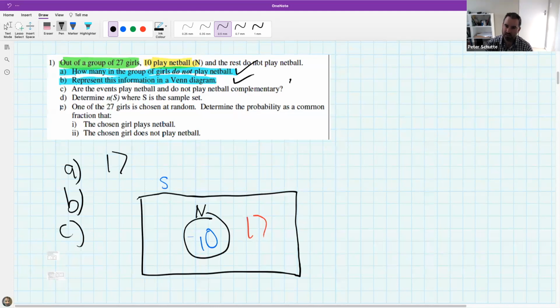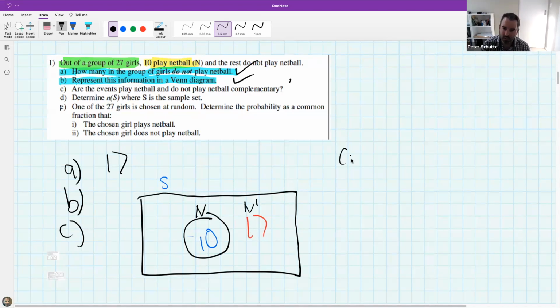So what does it mean to be a complementary event? Well, a complementary event means you don't overlap with another event, or you're mutually exclusive. Okay, so we must go over the definition of complementary events. So if you think about this N, and this, we'll call this bit outside it N dash.